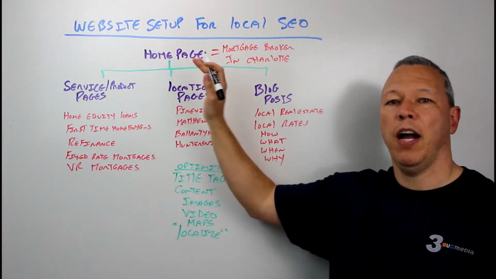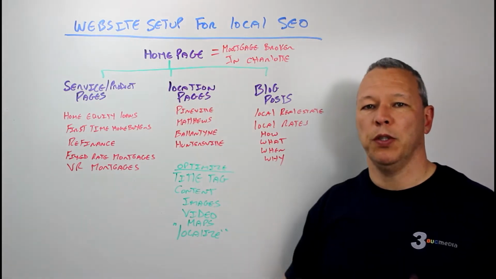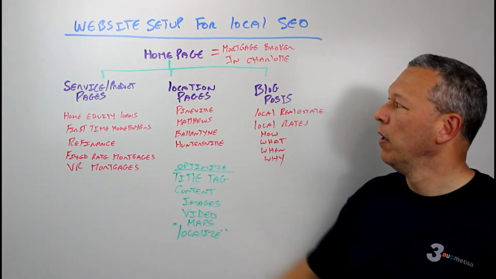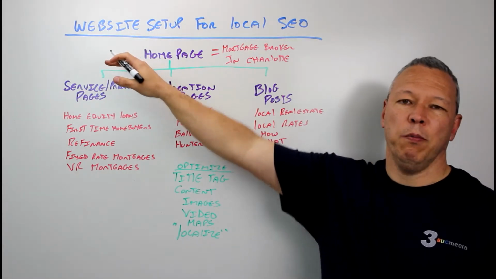Okay, so we're going to break down this website. I'm going to give you an example of how it's done, so hopefully it makes more sense when you're structuring your website for local SEO. First thing we're going to do is work on our homepage.